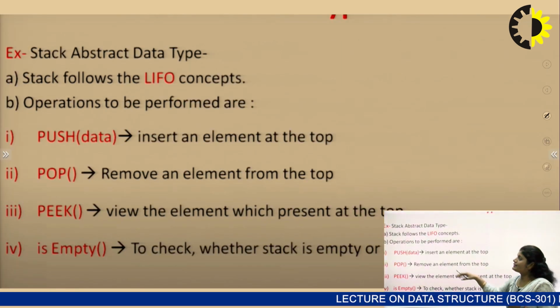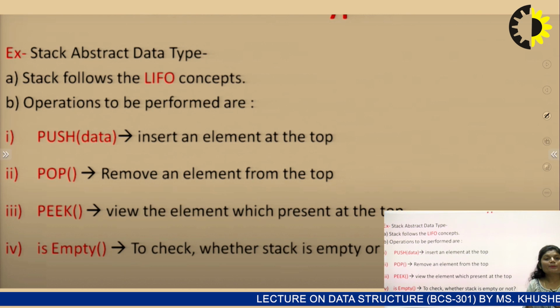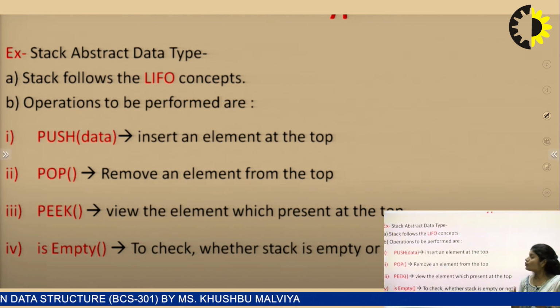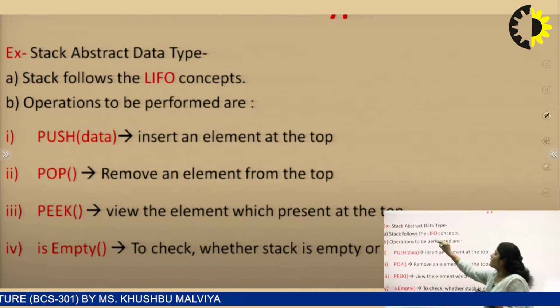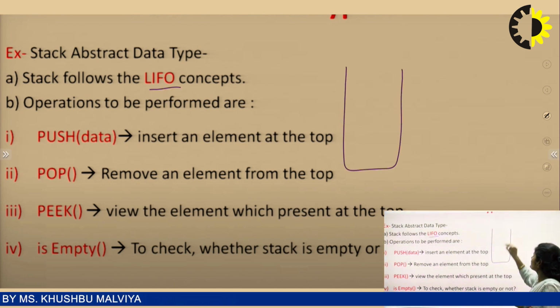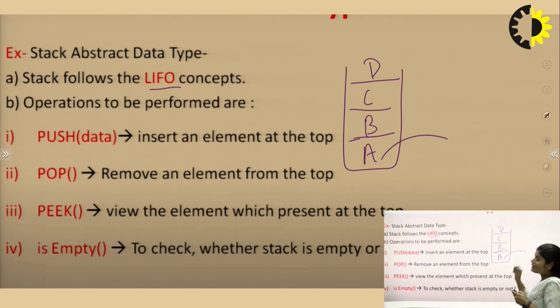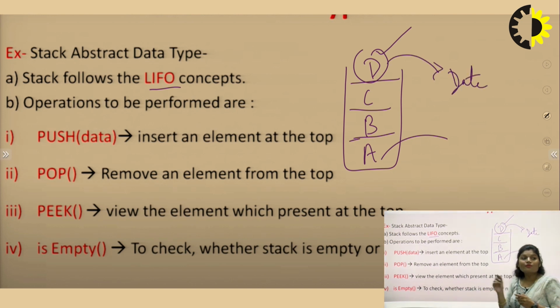So our next slide is stack. Stack is one type of ADT, stack abstract data type. Which rule does a stack follow? It follows LIFO, last in first out. So what happens in a stack? If you enter any element first, it is taken out lastly. The element you enter last is taken out first. So it is based on LIFO, last in first out.